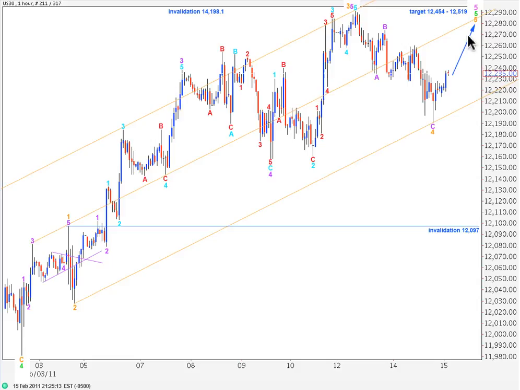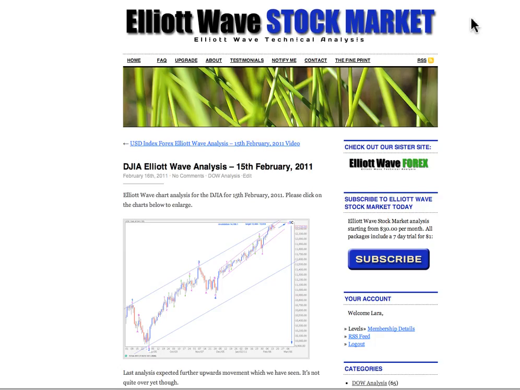As we get towards the end of this fifth wave, I'll hopefully be able to refine this a little for you in the probably next analysis. So it looks like we've probably got another week of upwards movement at least for the Dow. The end is getting closer, but it's not here yet.